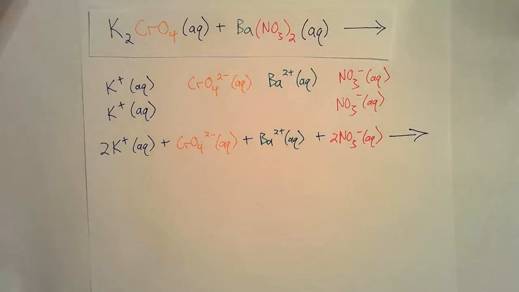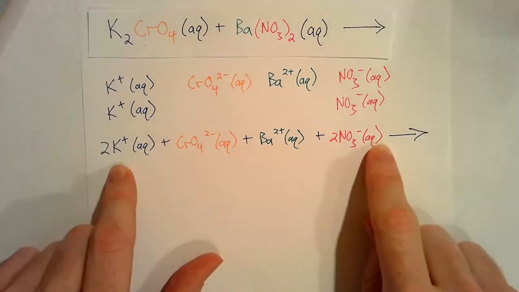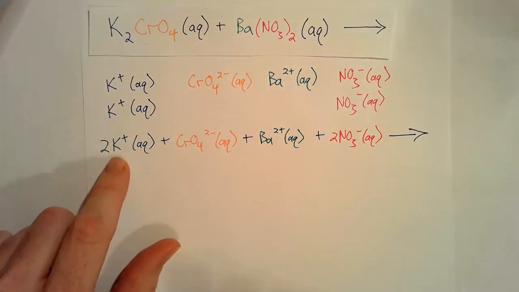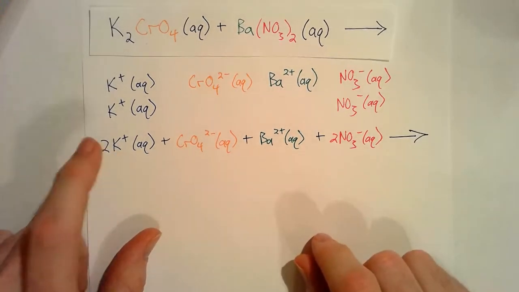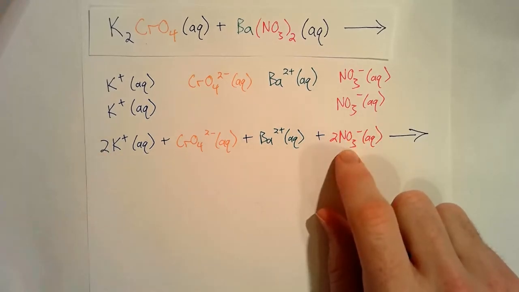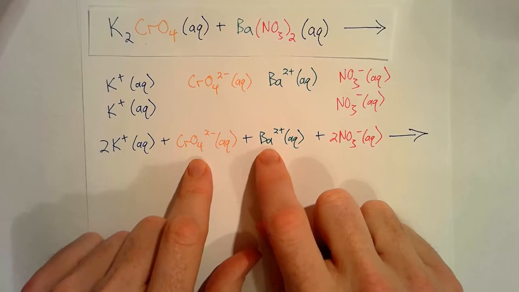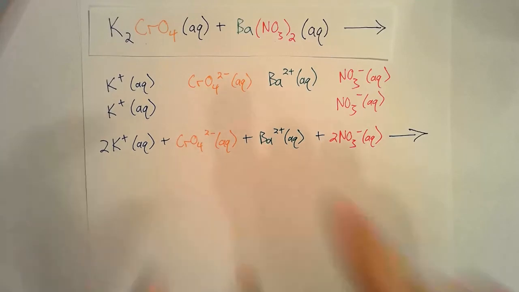So now let's really try to make an educated guess of what's going to happen when these all are floating around in solution. I know that potassium is always soluble. You know that from the solubility rules and also on the back of the periodic table, and I know that the nitrates are always soluble as well. When the barium comes in contact with the chromates, though, those will now become a solid. Those will be our likely precipitate. So let's write that now.